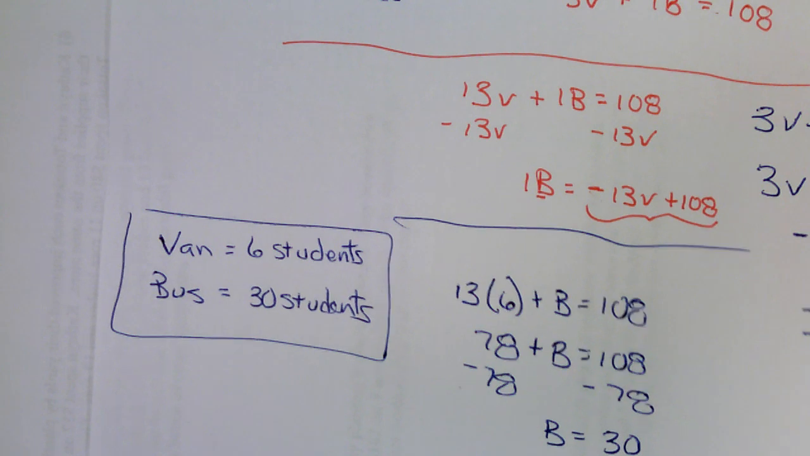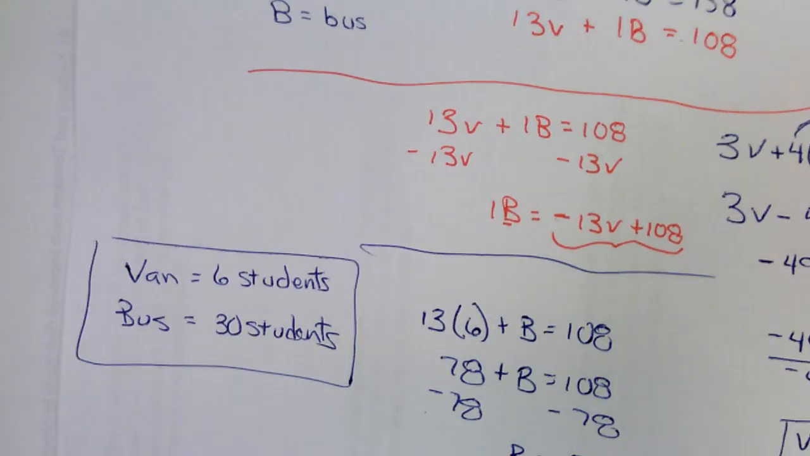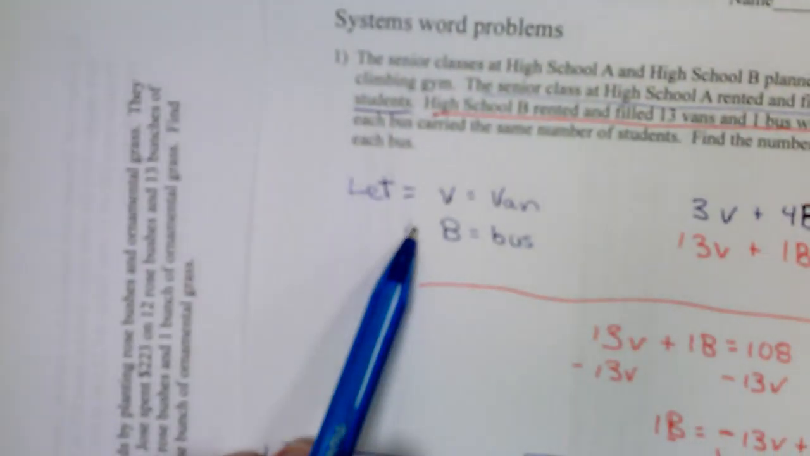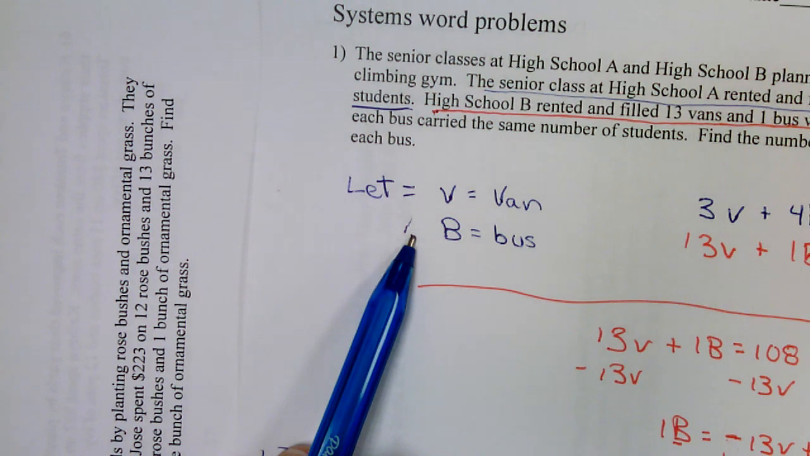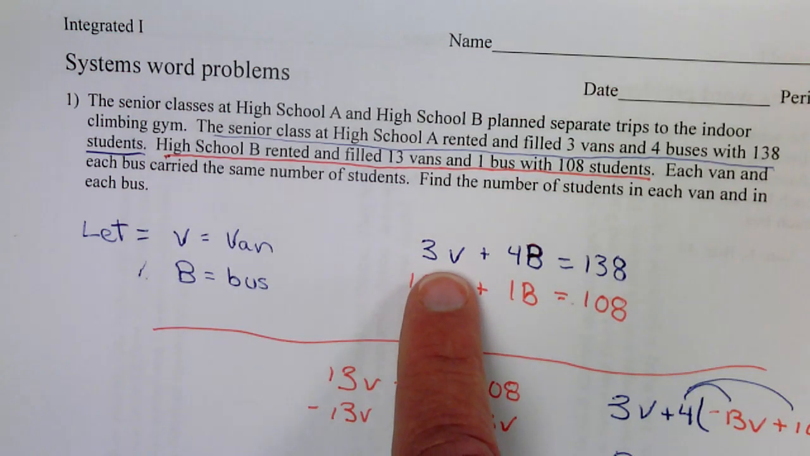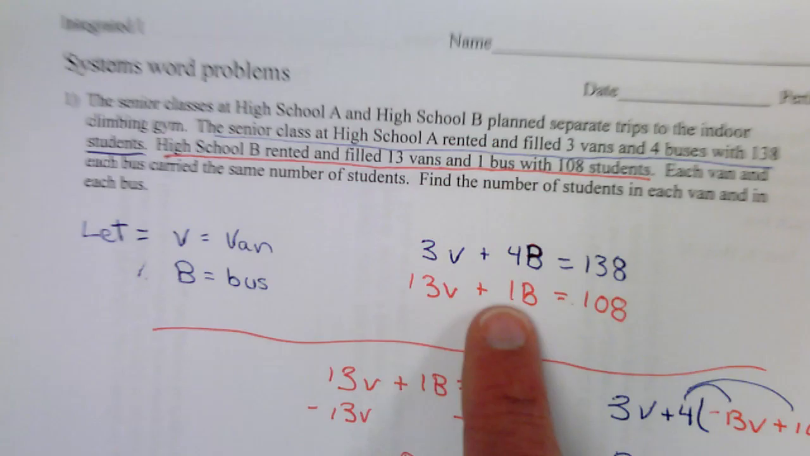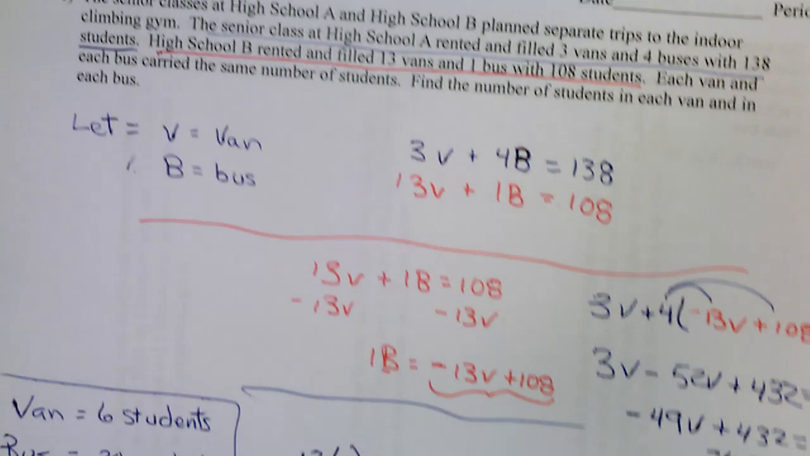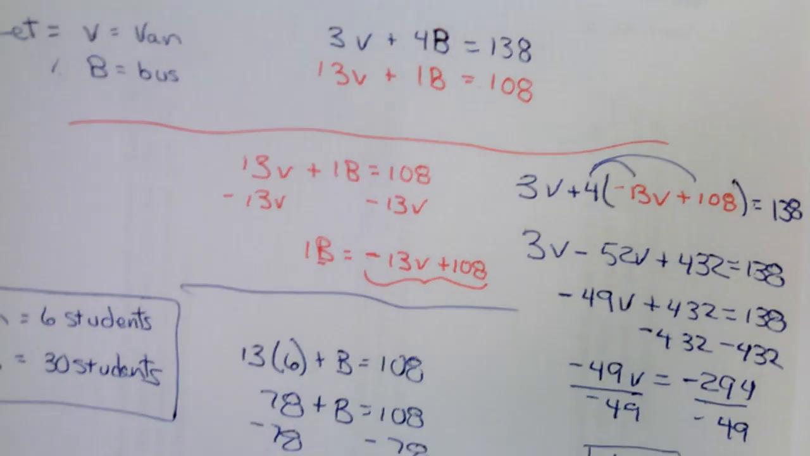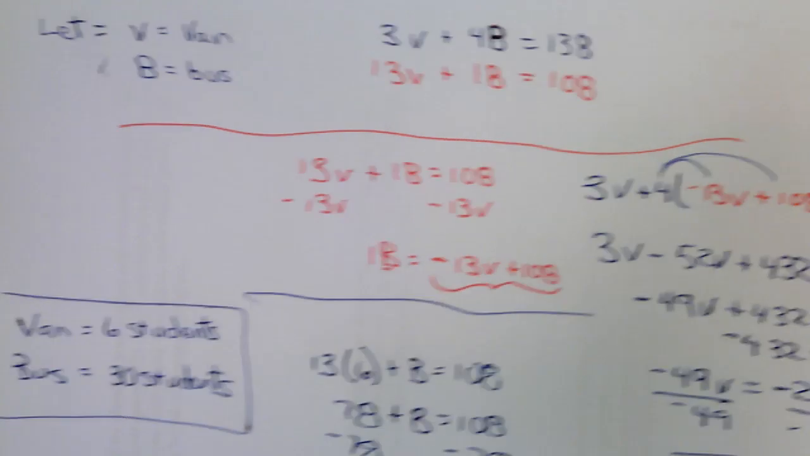Now on your homework, you're going to find a lot of them are exactly the same. There are 8 problems just like this. Please use a separate sheet of paper showing me all your work. You once again start with your let statement, what your variables stand for. Then you write your 2 equations: 3 vans and 4 buses is 138, 13 vans and 1 bus is 108. Then you use that to solve, and I did it by substitution. You can use either method, substitution or elimination, okay? And there's your final answer.